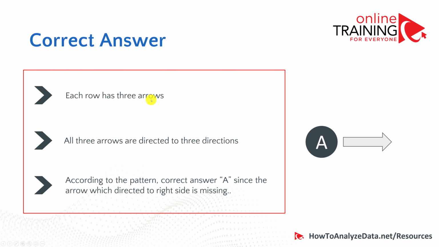So each row has 3 arrows. All 3 arrows are directed to 3 directions, and they are unique. According to the pattern, the correct answer is A, because the arrow which is directed to the right is missing in the 3rd row. Hopefully you got this one right.